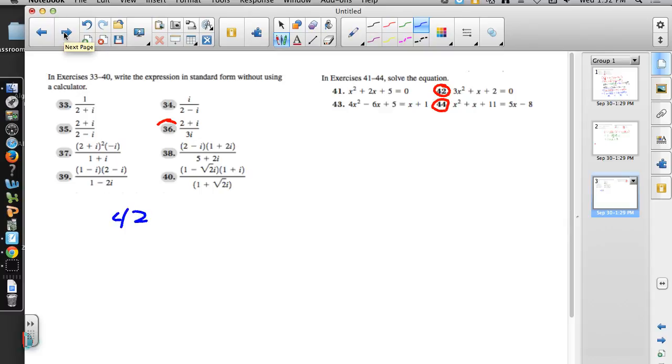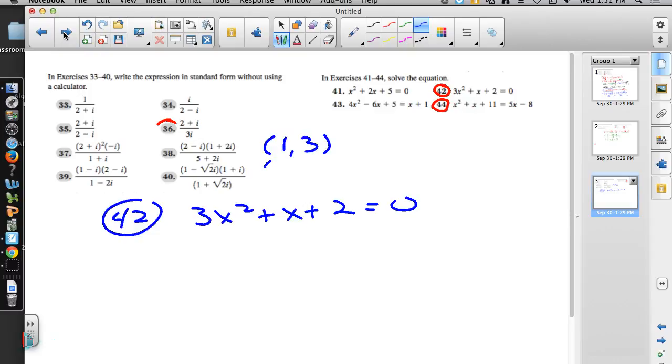All right, let's see what we've got going on here. So for number 42, we have 3x squared plus x plus 2 equals 0. The first thing we would try is factoring this. So we'd say, okay, factors of 3 in the front, factors of 2 in the back, that would add to give us a positive 1.